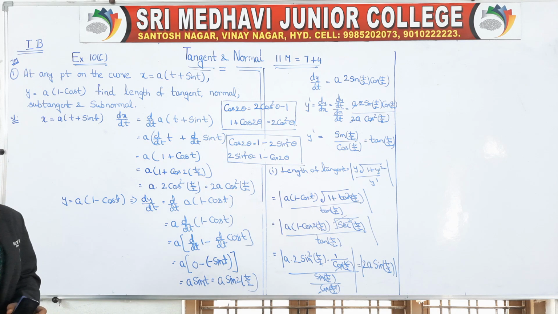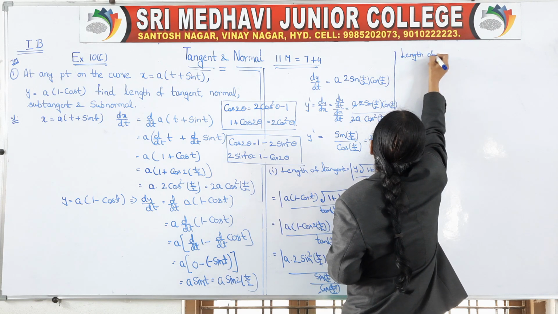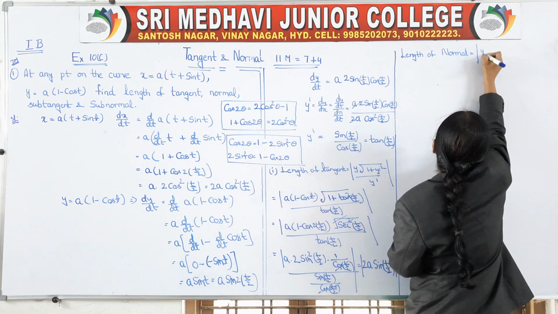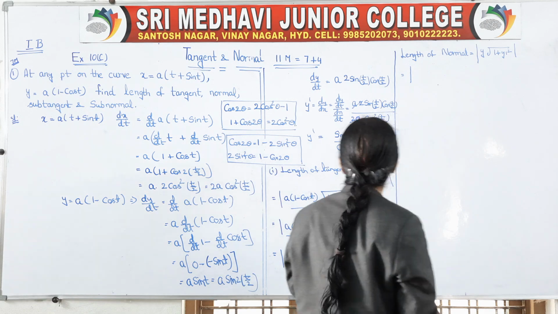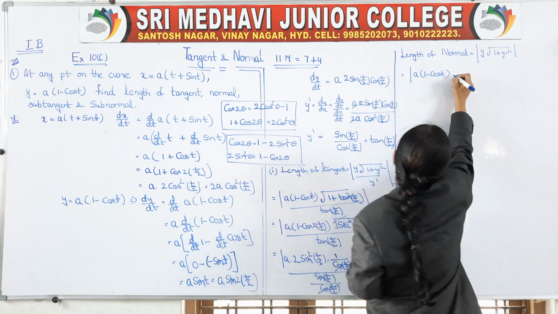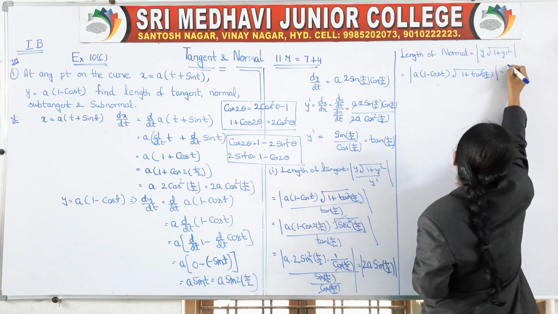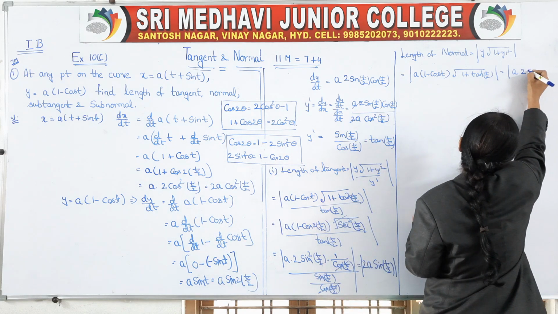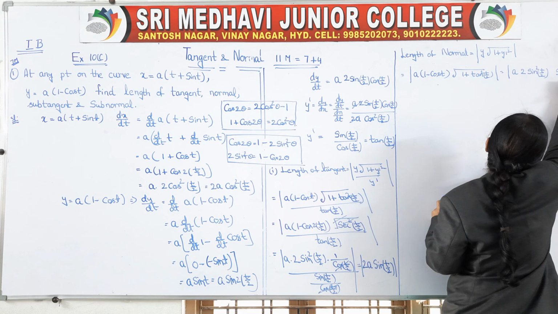Next you find out length of normal. So what is the formula for length of normal? Length of normal is equal to modulus of y into root of 1 plus y dash square. So is equal to modulus of y. What is y? It is a into 1 minus cos t, right? And it is root of 1 plus tan square(t/2). So is equal to a into, already we have taken 1 minus cos t as 2 sin square(t/2). And this is secant square(t/2), right?